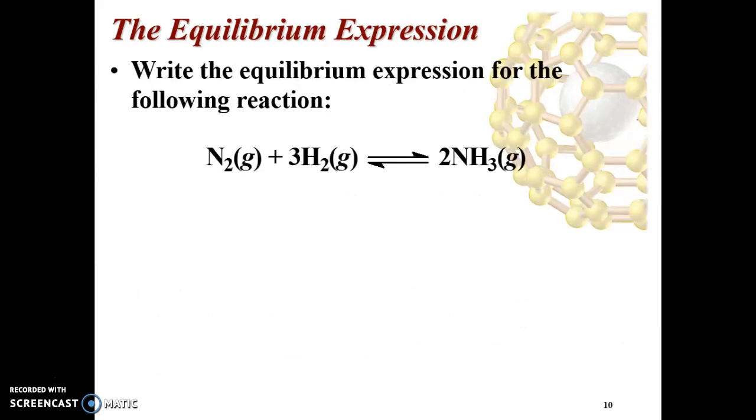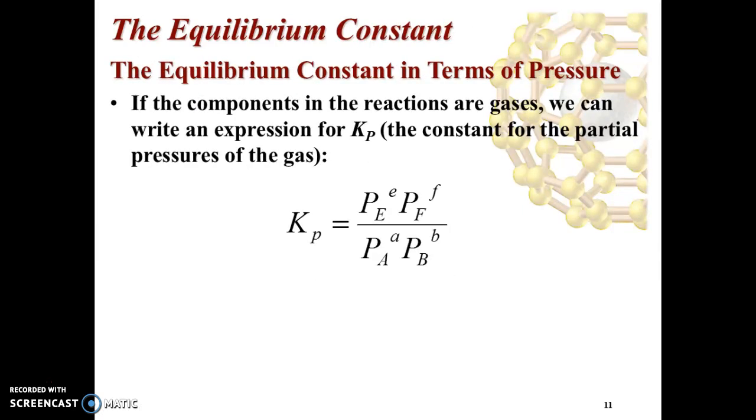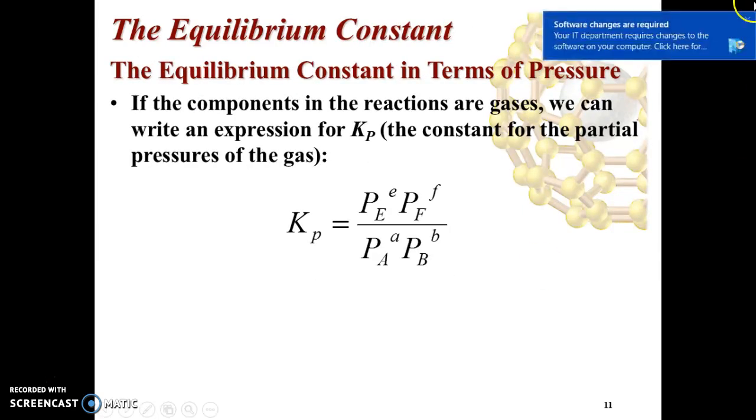So let's do practice one. Write the equilibrium expression for the following reaction. So what do you come up with? Take a moment and give it a shot. Put this on pause if you need to. Expression that you should get is NH3 in the numerator because it is the product. You're squaring its concentration. N2 and H2 in the denominator. You're multiplying them together. They are the reactants, so they're going in the denominator. And you're cubing the hydrogen because it's got a coefficient of 3 in front of it.